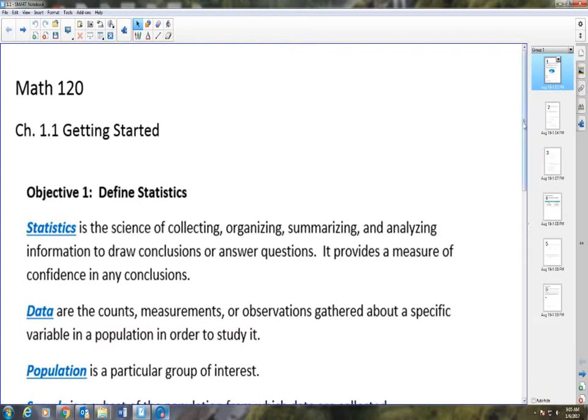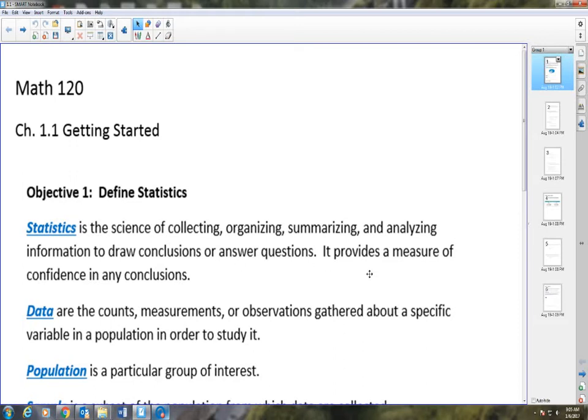And I will do my best trying to keep you engaged and also using different types of examples that are happening around the world to help you relate to the topic of statistics and probability. So what is statistics? It's a science of collecting, organizing, summarizing, and analyzing information to draw conclusions or answer questions that you may have.